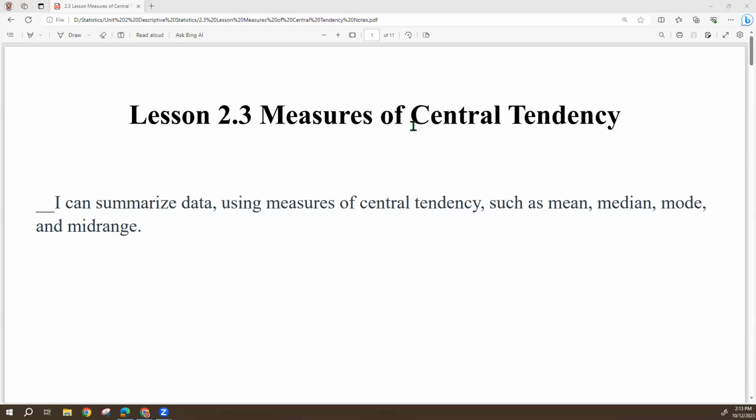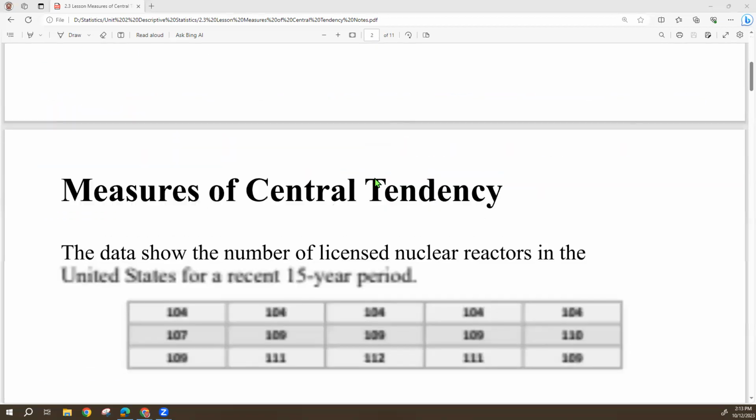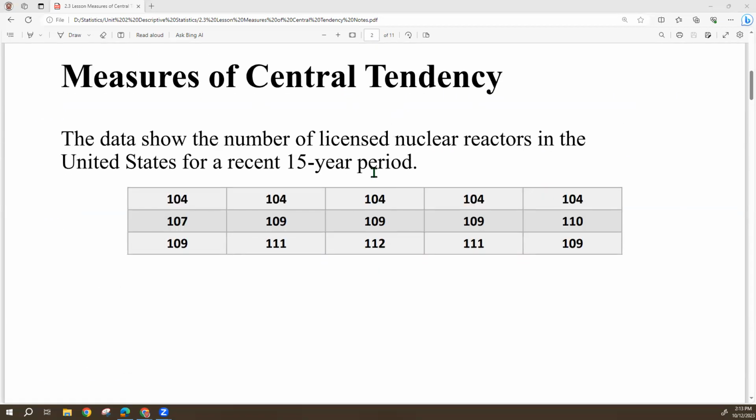Now that we have created displays for our data sets, we are going to begin talking about important characteristics of those data sets, starting with where is the middle, where is the center. We call them measures of central tendency. You might have some familiarity with some of them, but it's good to go over those ones still.